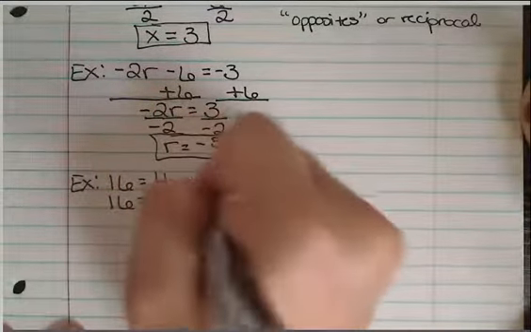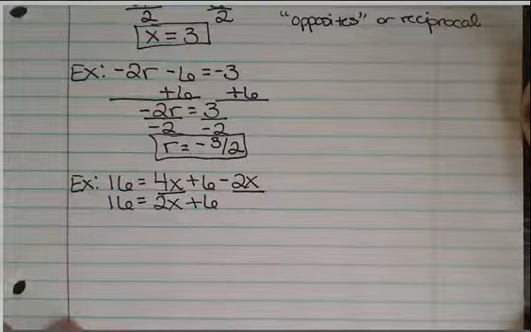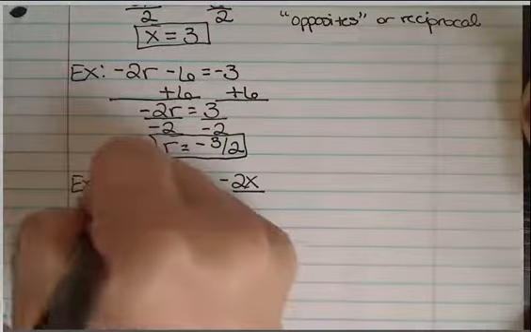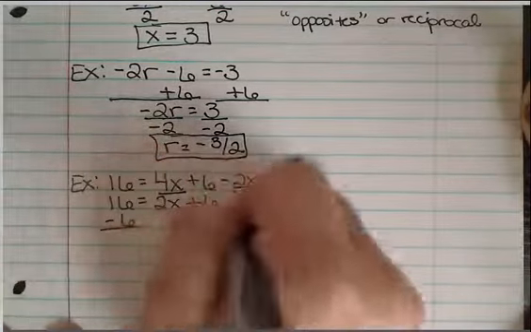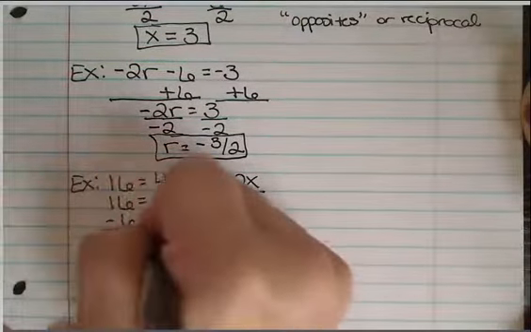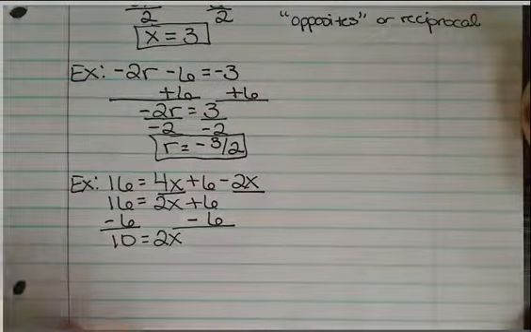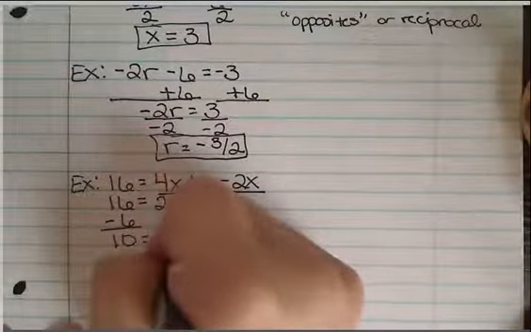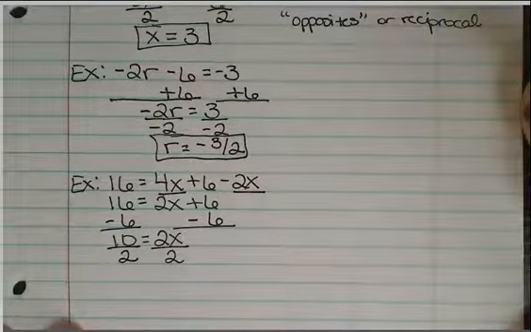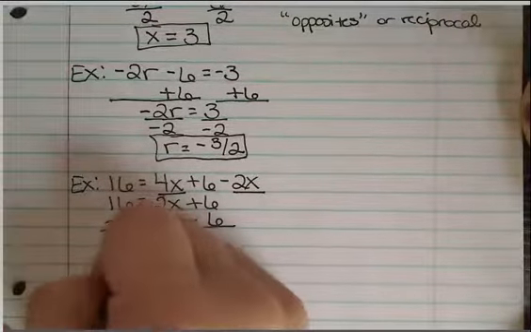Okay, step 4 is using the addition method. So we're going to subtract our 6 from both sides. That'll leave us with 10 equals 2x. Use our multiplication property for step 5, which will be divide both sides by 2. 10 divided by 2 is 5. 2 divided by 2 is 1, so that leaves us with an x. So our answer is 5.